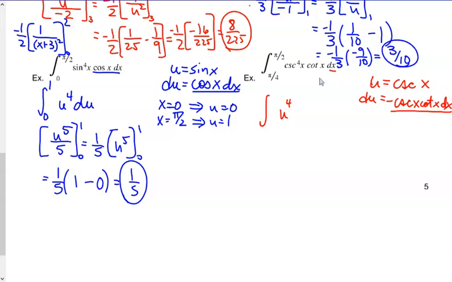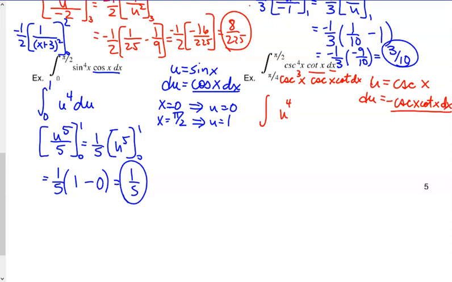I have a dx, I have a cotangent, but if I let u to the 4th be my power that I'm working with, I need an extra cosecant. So what happens is that I need to think of this as cosecant cubed of x. I'm stealing one basically from here, and I'm going to redistribute that over here with the cotangent so that I have enough for my du. And that's the tricky part there, okay?